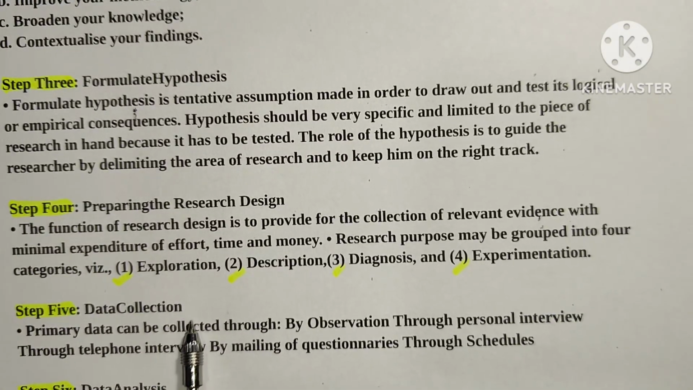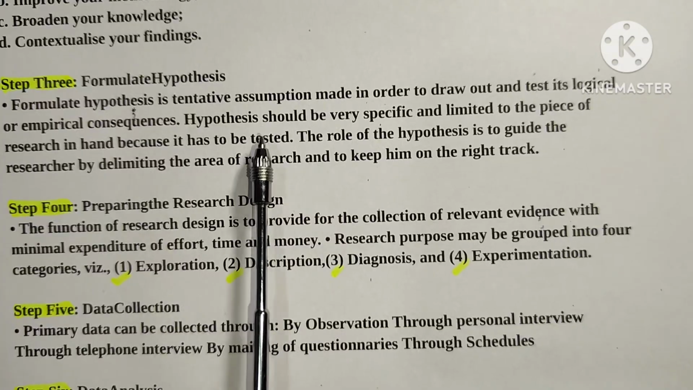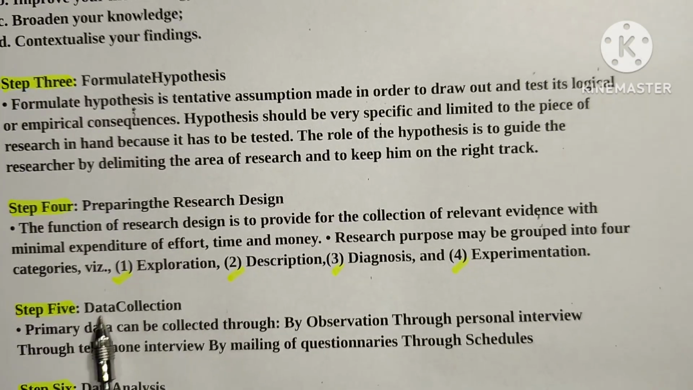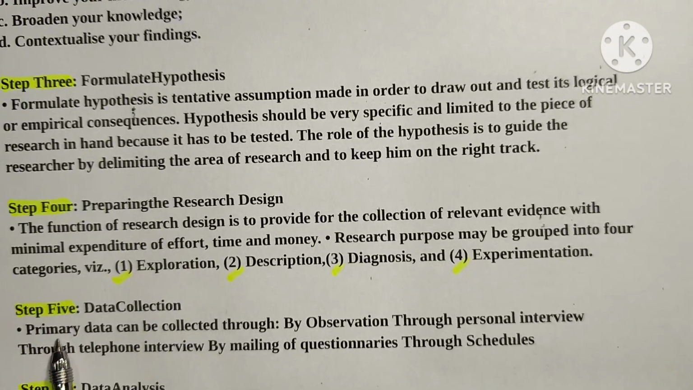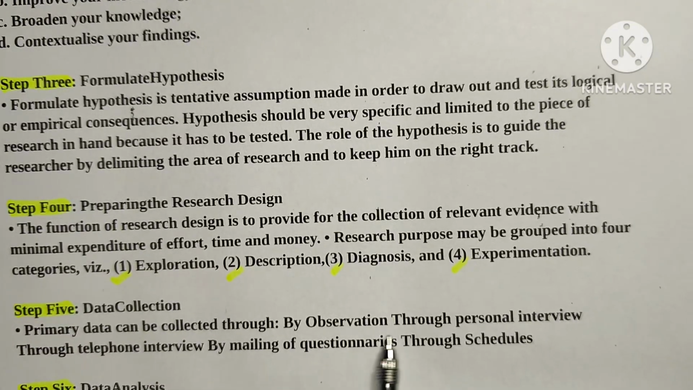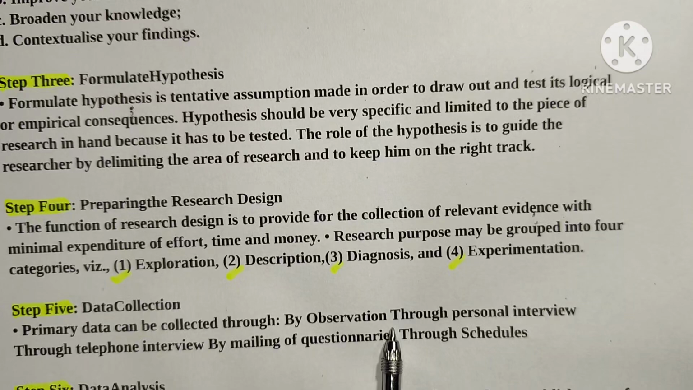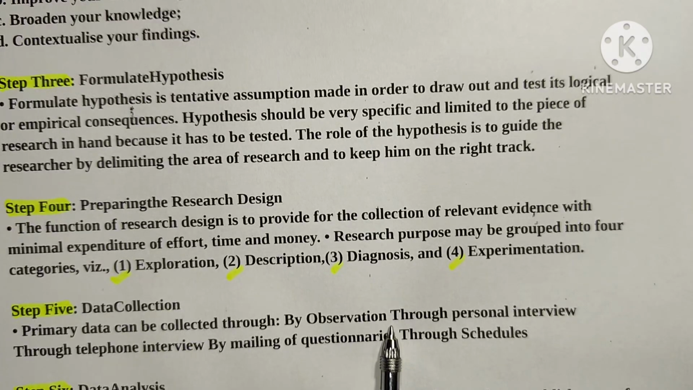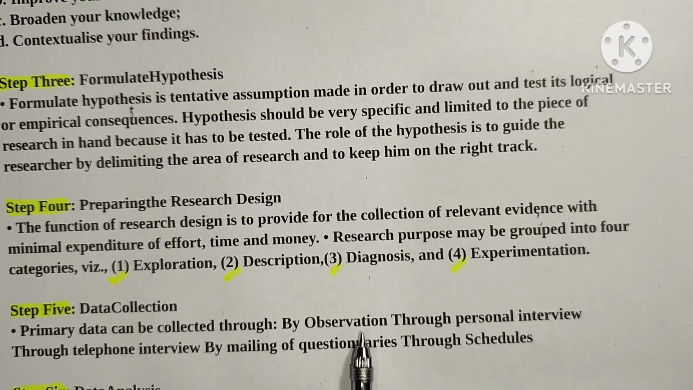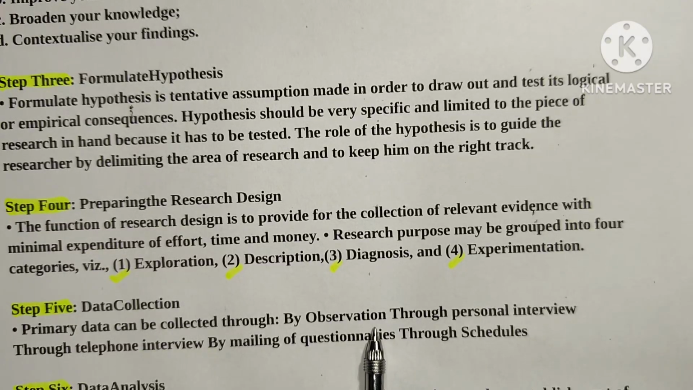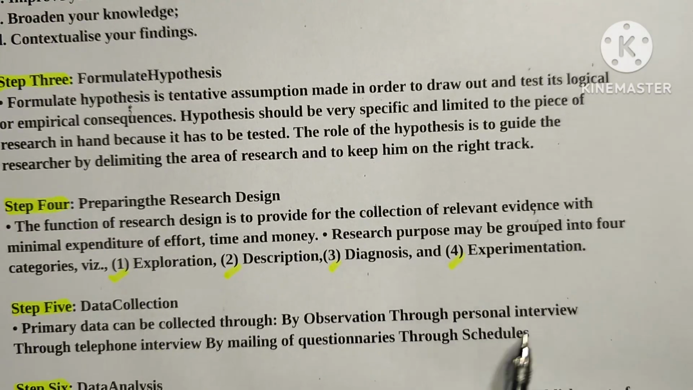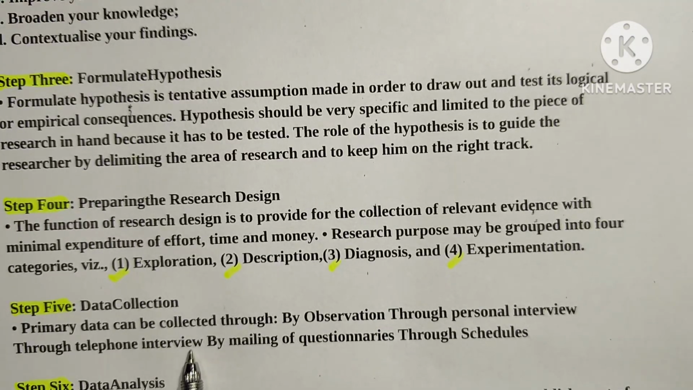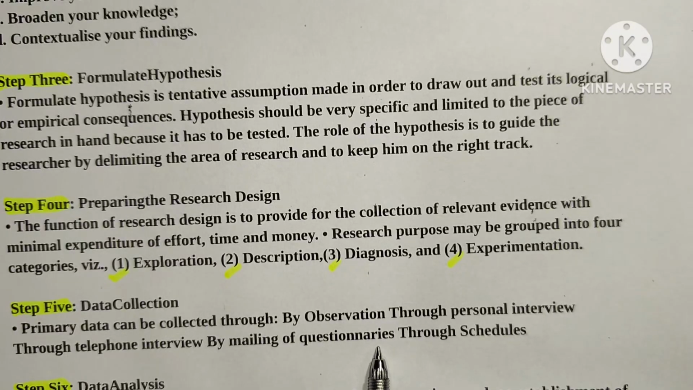Step 5, data collection. After research design, hypothesis, literature review, everything is over, data collection: collecting the data from the population or the sample. Primary data can be collected by observation. You can select a group of people, like 5 to 10 years age group children who are admitted in the general ward of a pediatric hospital. Like that you can collect. By observation you can collect data. Through personal interview you can collect. Through telephone interview you can collect the data. By mailing the questionnaires.